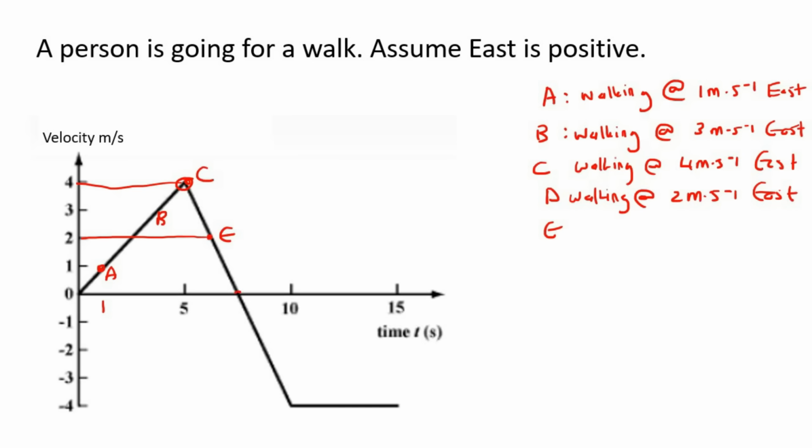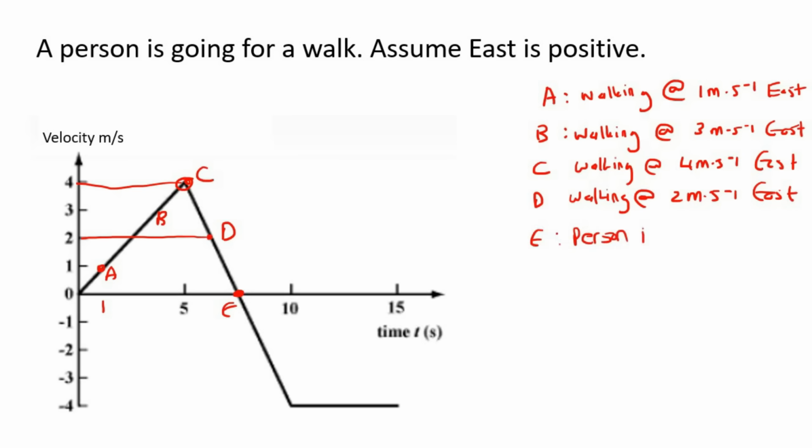Okay, now if you look at this point over here, we can read off the velocity is 0. Sorry, that was meant to say D, and now E. Sorry guys. So at E, the person has stopped.